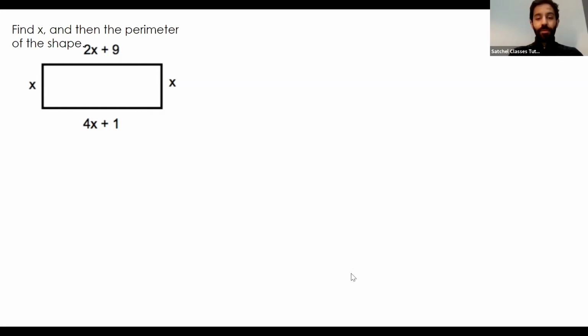Now, if I form an equation, or a statement of equality, I should say, because what we want to say is one thing is equal to another. Now, what we can see here is this length is equal to this length. So whatever this length is will be equal to this length. So we can say 2x plus 9 is equal to 4x plus 1. So by using our understanding of equality, we've created an equation here.